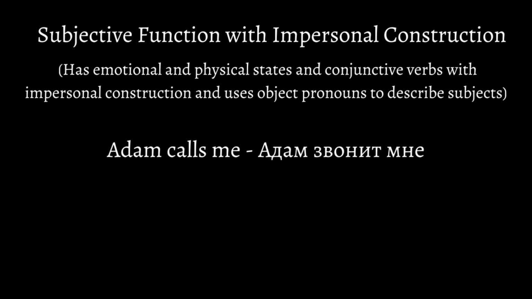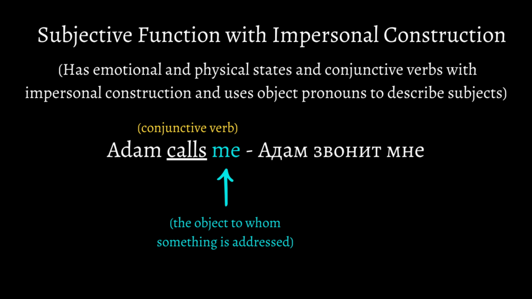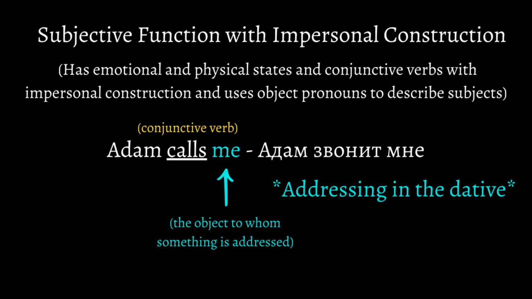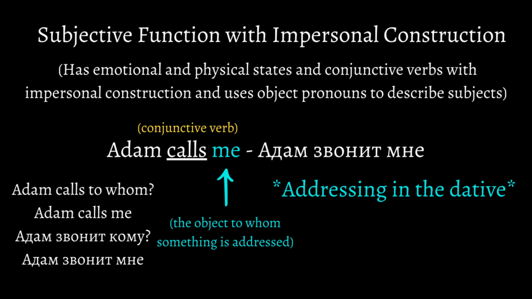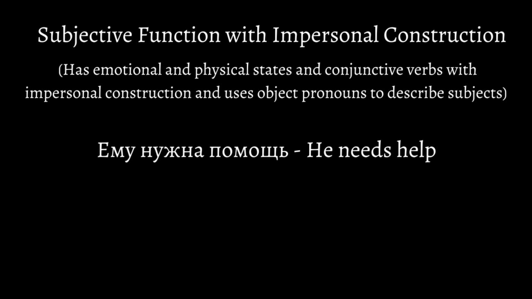For instance, saying Adam calls me signifies an impersonal construction because we're using a conjunctive verb to call along with a dative object pronoun. Also, me is the object to whom something is addressed, which is where you get this function. Adam calls to whom? Adam calls me. Адам звонит кому? Адам звонит мне. A different example can be ему нужна помощь.